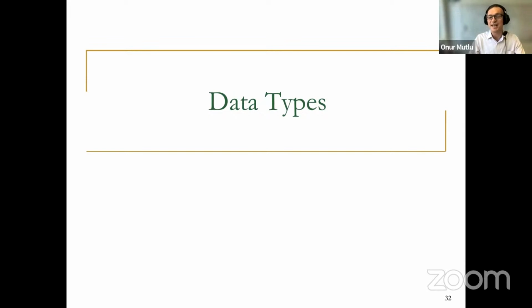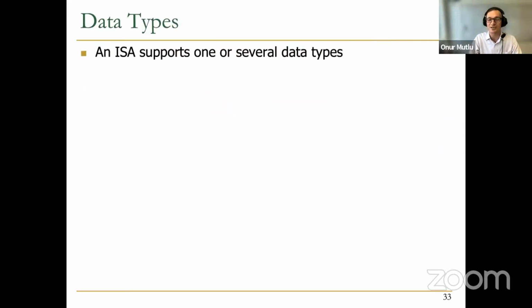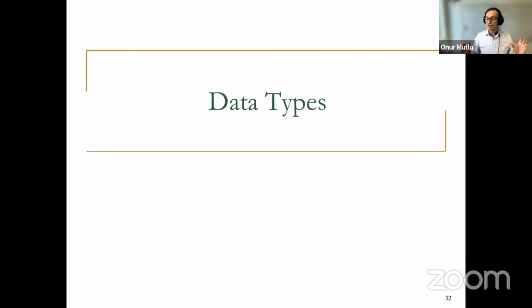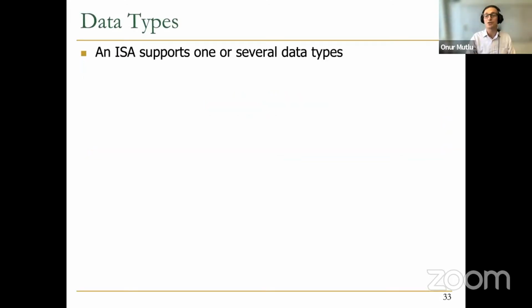Okay, so that brings me to data types. We talked about opcodes and instructions. Let's talk about data types. Data types are actually tightly coupled with instructions. Data types are types of data for which you have instructions in the ISA to operate on. This is one definition of data type. An ISA supports one or several data types.